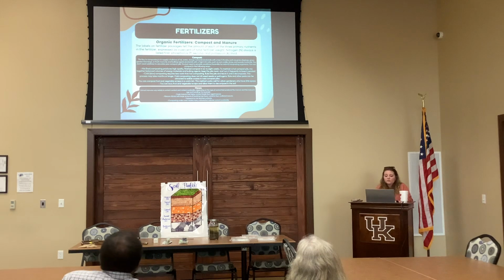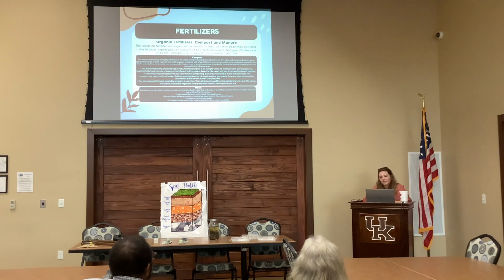And then your manure depends per animal always, simply because of the digestive systems that they have and their diets. So animal manures vary widely in nutrient content and nutrient availability depending on the type of animal producing the manure and the manure's age for handling.